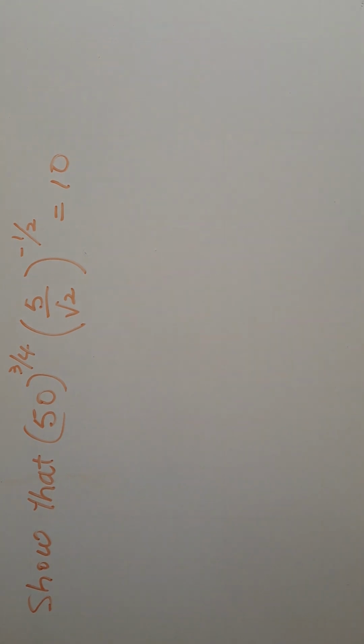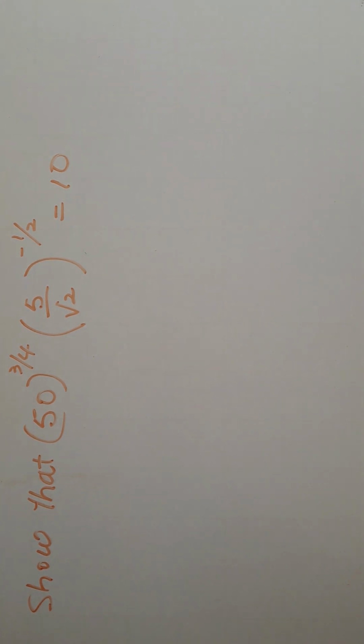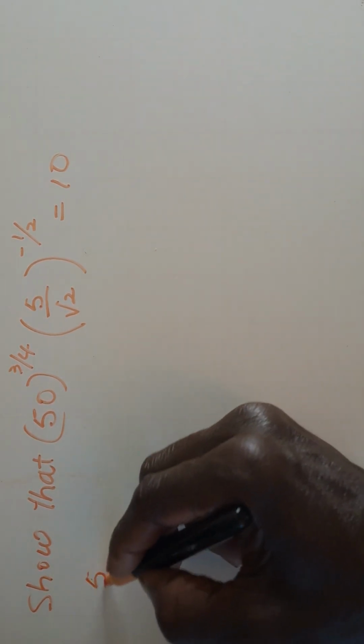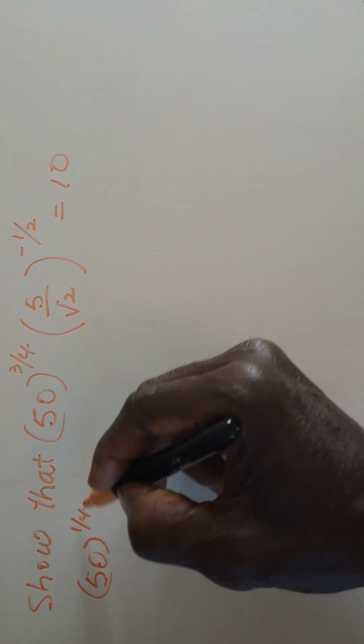Hi, show that 50 raised to the power of 3 over 4 times 5 over root 2 raised to the power of a negative half is equal to 10. Try and simplify this. That's my first attempt, is to write this as 50 to a quarter.